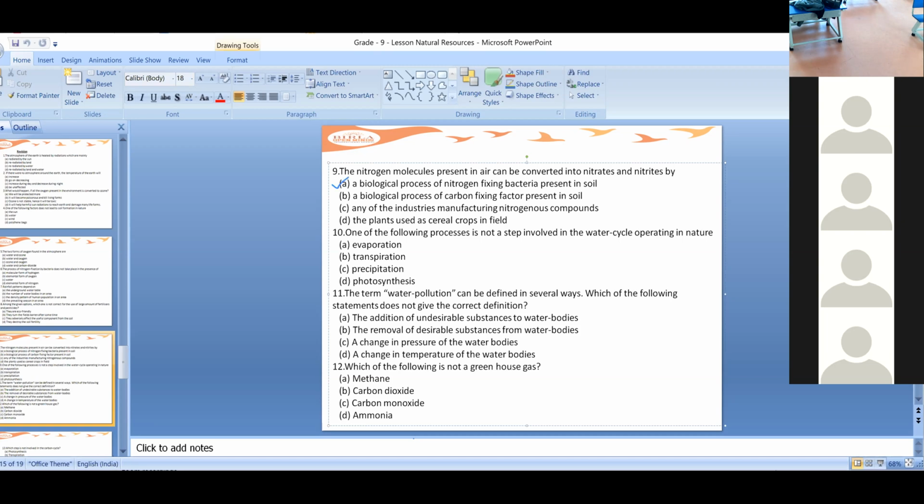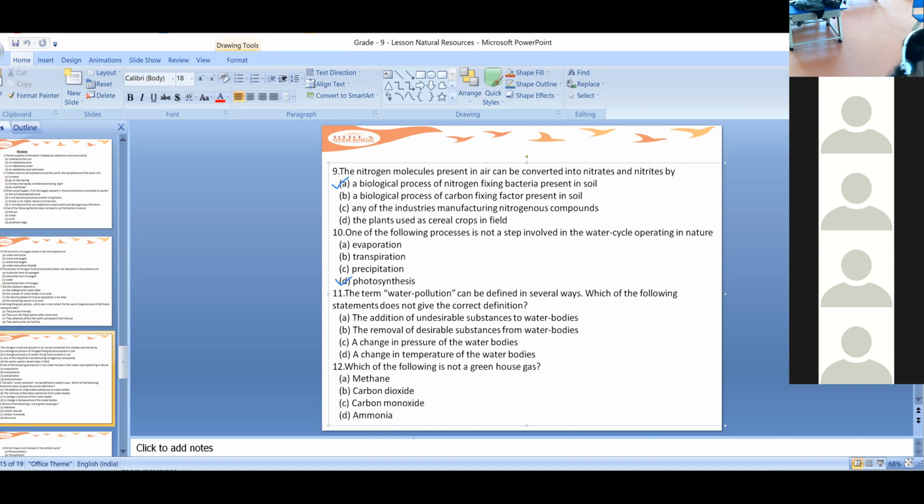Good. Now coming to the 10th one. One of the following processes is not a step involved in the water cycle operating in nature. Just search for that. Photosynthesis. Yes, good. So all these three processes are included in the water cycle, isn't it?